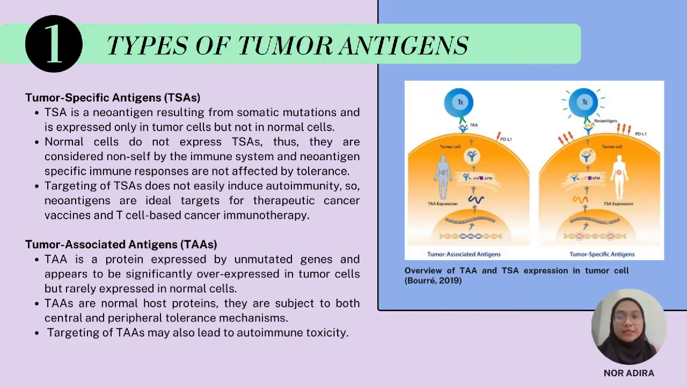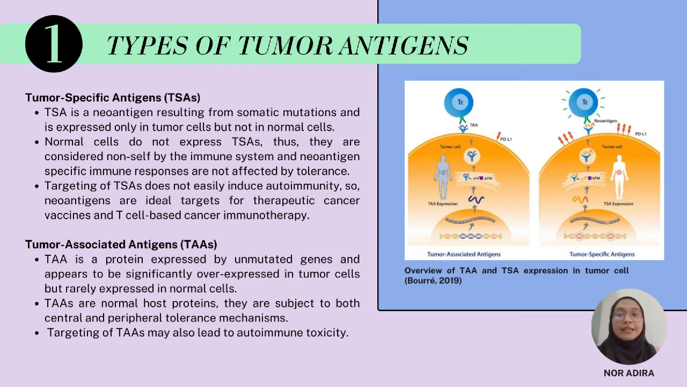First, types of tumor antigen. Tumor antigen consists of 2 types, which are tumor-specific antigen and tumor-associated antigen. Tumor-specific antigen is a neoantigen resulting from somatic mutation and is expressed only in tumor cells but not in normal cells. Normal cells do not express tumor-specific antigen, thus it is considered non-self by the immune system, and neoantigen-specific immune responses are not affected by tolerance.